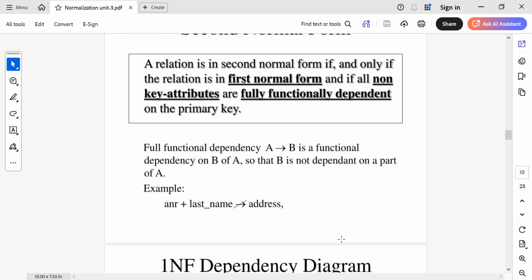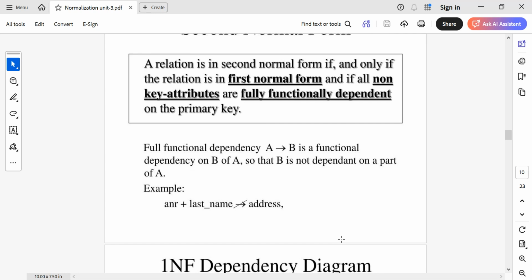For example, in one table, if five attributes are there, then the other attributes are dependent on the key attribute. For example, in our student table, register number is a key attribute. The other attributes, marks, names, then your subjects, are all non-key attributes. So your marks and your name are fully dependent on your register number. That is the example of second normal form.